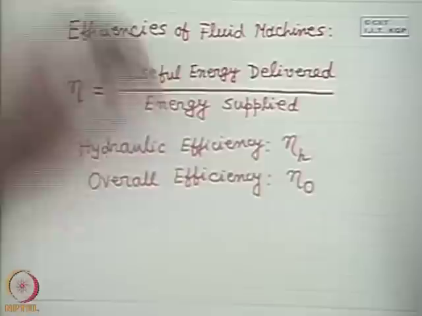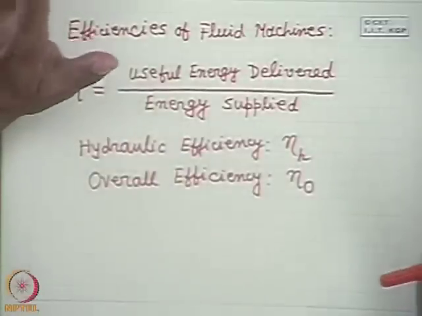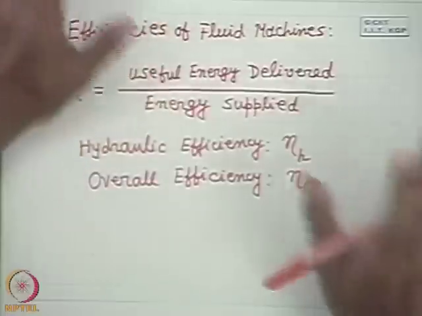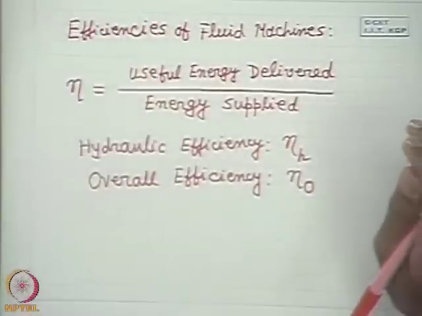Now hydraulic efficiency concerns the energy transfer between the fluid and the rotor, and overall efficiency concerns the energy transfer between the fluid and the shaft coupling. The difference between these two is the energy that is absorbed by the mechanical system, like bearings, glands, couplings. That means it is the energy which is lost in the mechanical transmission.